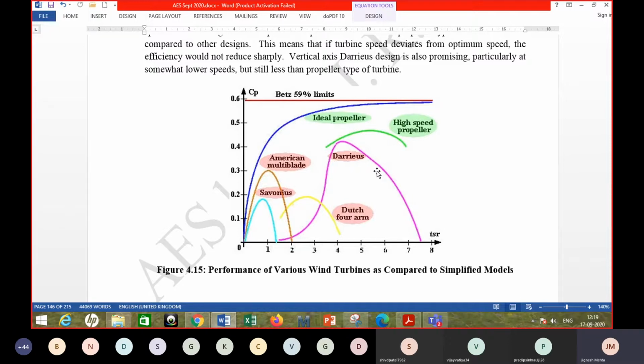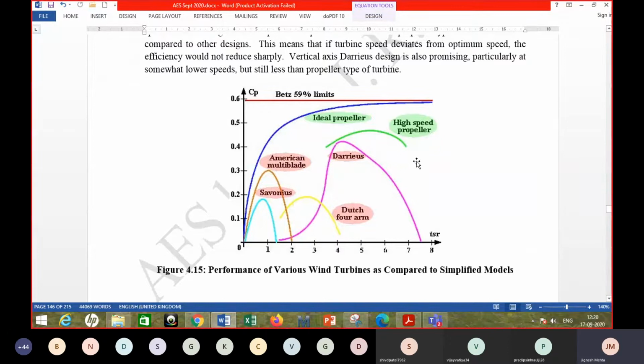And then the high-speed propeller perhaps has the best characteristics and can provide you efficiency even higher than 40%, showing up to around 45%. And the curve is also flat. It means that even if you don't operate it at the optimum tip speed ratio, the drop in the efficiency is not very high. So this is the reason why the high-speed propeller is the most popular design, and almost all commercial wind turbines producing electrical power have adopted this design.